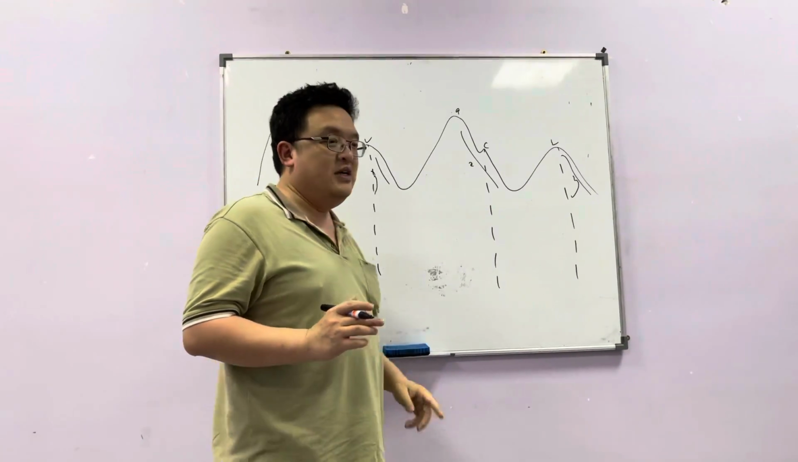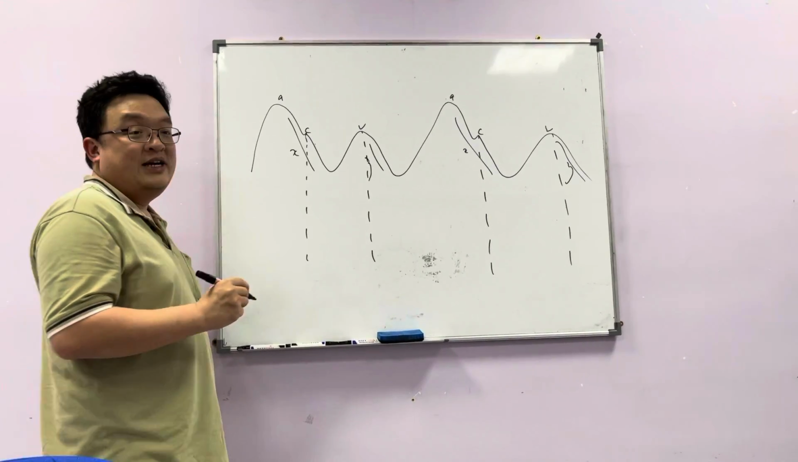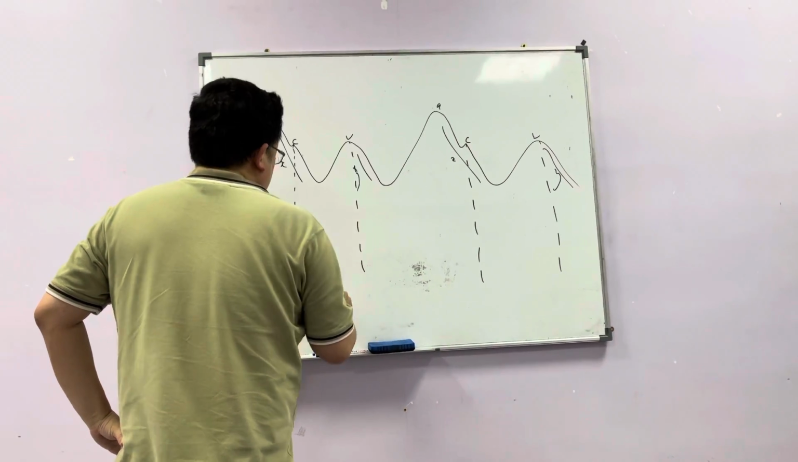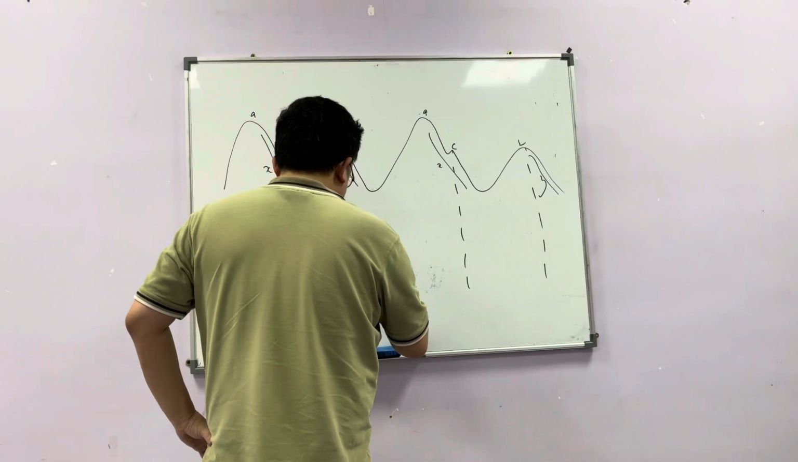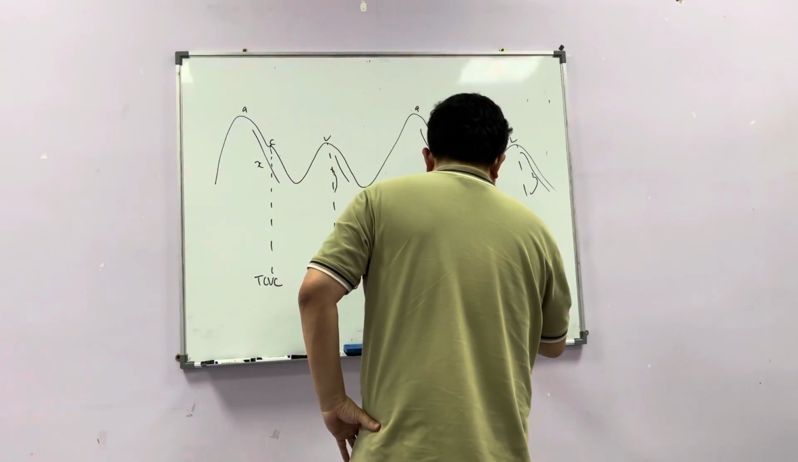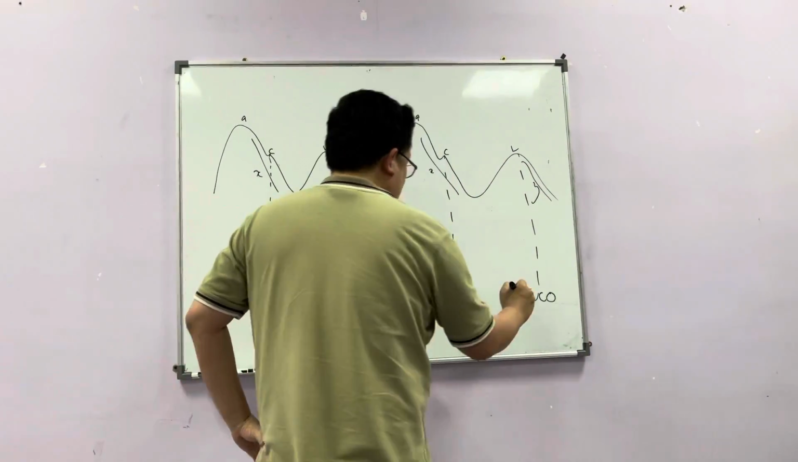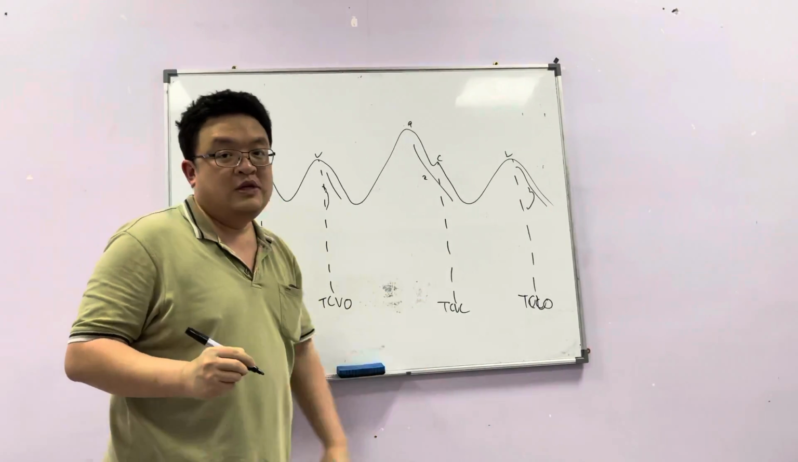What happens at D? C is tricuspid valve closure. V is tricuspid valve opening. So same thing, tricuspid valve closure, tricuspid valve opening. Okay, actually it's TV opening. So what happens in between?